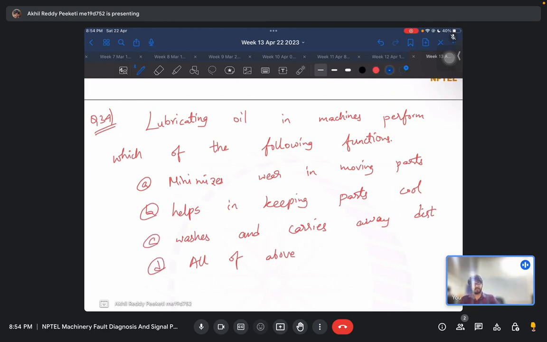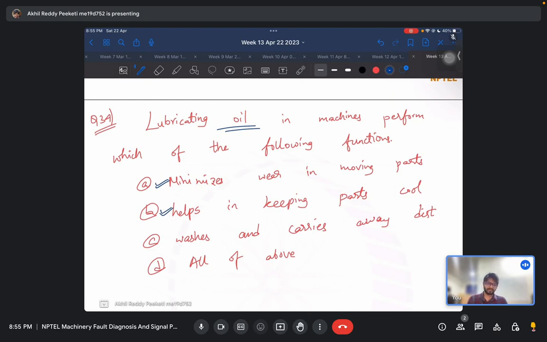Lubricating oil in machines performs which of the following functions? Minimizing wear in moving parts, helping in keeping parts cool, washing and carrying away dirt, all of the above. When you have a lubricating oil, you reduce the wear between moving parts because the oil will be in between those two moving parts and it reduces the friction, which then reduces the wear. It helps in keeping parts cool because oil, due to convection, can take away the heat from the parts better than just air.